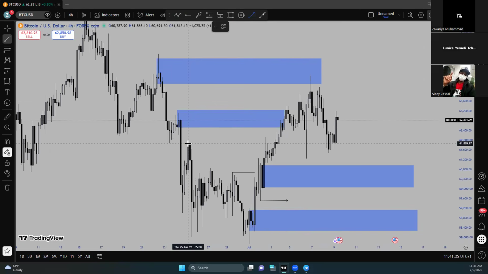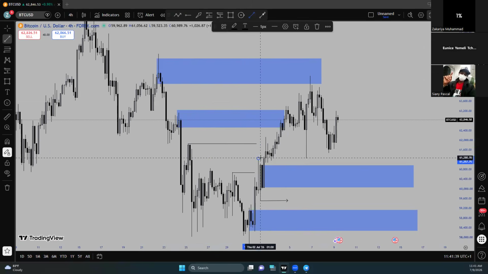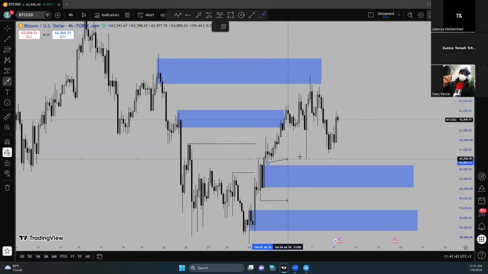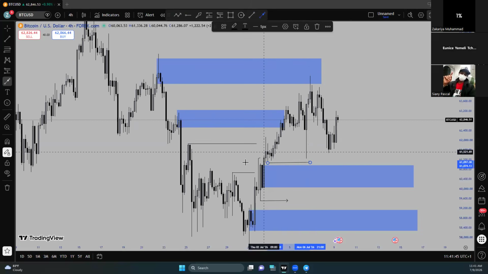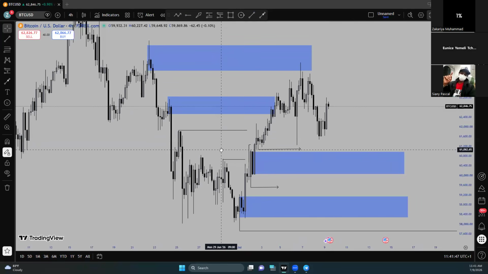Market breaks this structure, and then breaks this structure, and then falls down to give you this liquidity. You see, that's the thing. I think I asked you a question about this. If you have two POIs that all have liquidity, which one do you choose? Because this scenario happens a lot when it comes to trading.